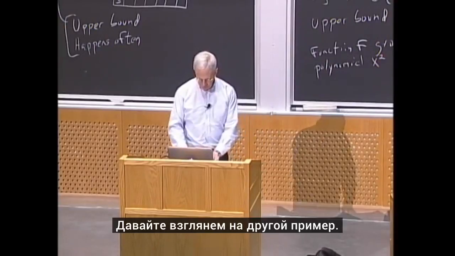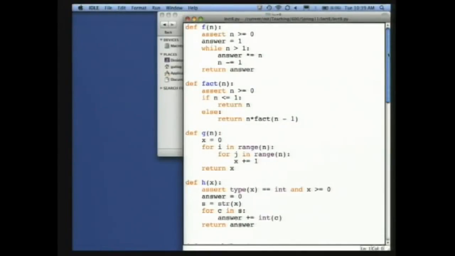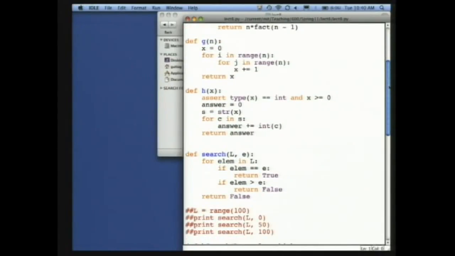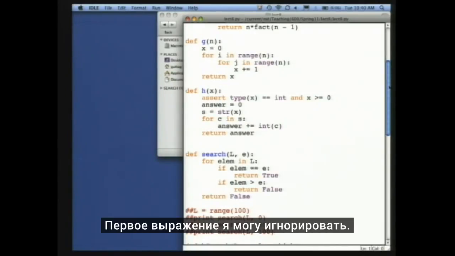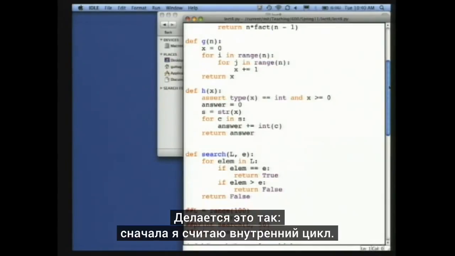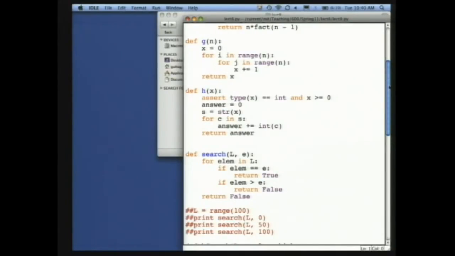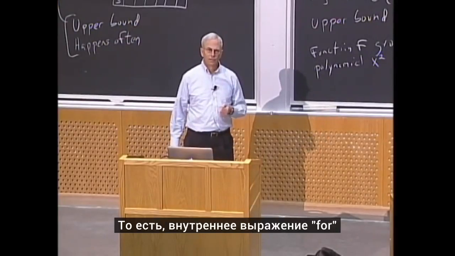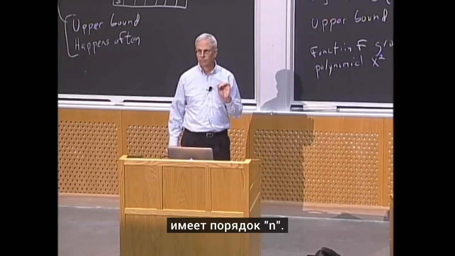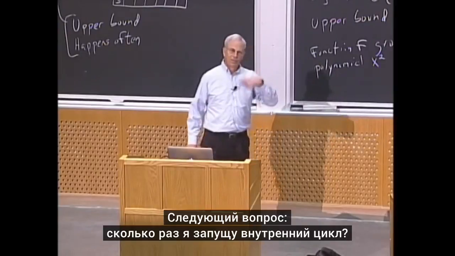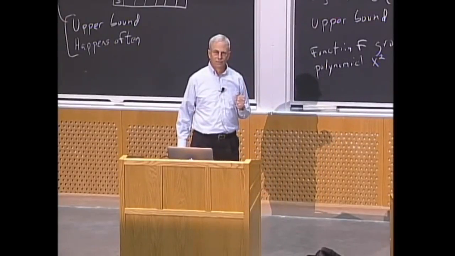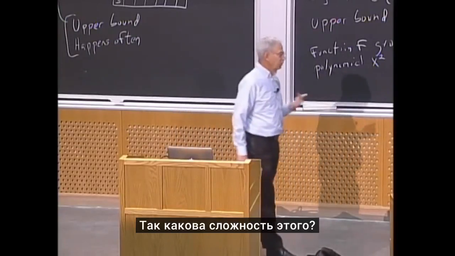All right. Let's look at another example. How about G? What's the complexity of G? Well, I can ignore the first statement. But now I've got 2 nested loops. How do I go and think about this? The way I do it is I start by finding the inner loop. And say, all right, how many times do I go through the inner loop? I go through the inner loop n times, right? So to execute the inner for statement is going to be order n. The next question I ask is, how many times do I start the inner loop up again? That's also order n times. So what's the complexity of this?